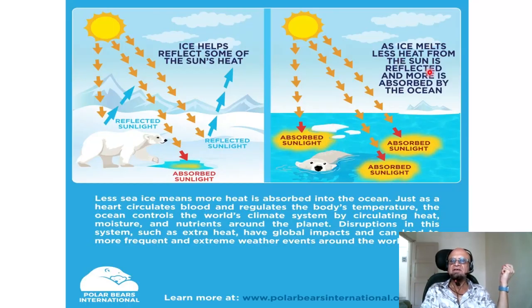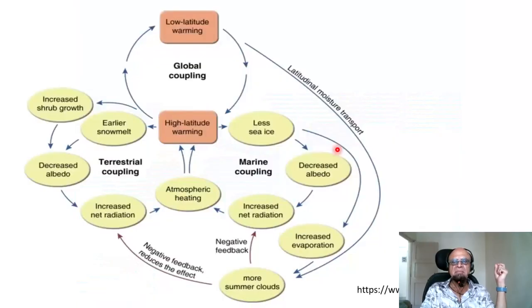So as ice melts, less heat from the sun is reflected and more is absorbed by the ocean. So I think it reinforces your concept of positive feedbacks, unstable feedbacks, because they will keep on creating runaway warming or runaway cooling. But it's not this simple. There are many other feedbacks in the system. So you have to be aware. If you don't understand these, don't worry. I'm just pointing it out to say that it's not just ice and albedo and warming and ice melting. There are always many other things.